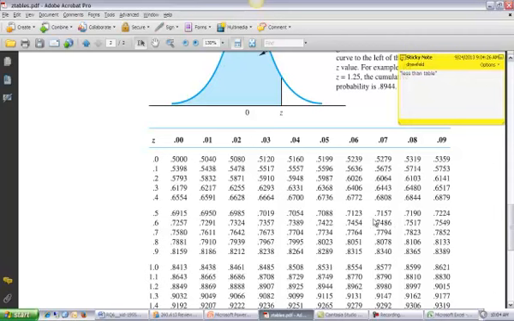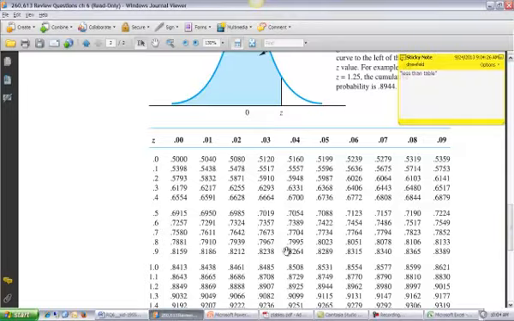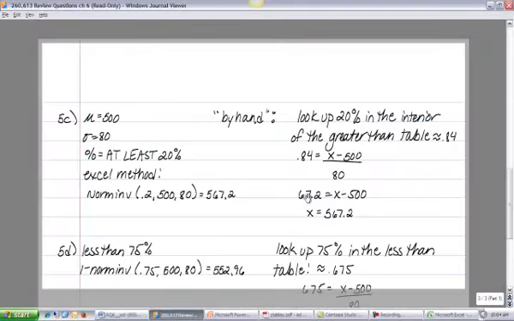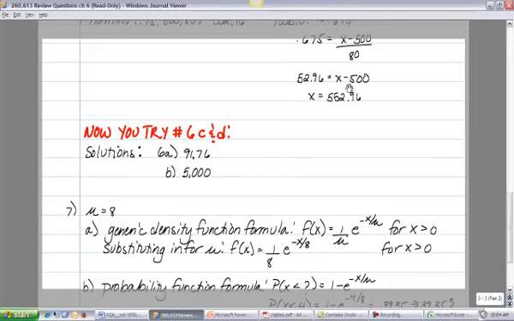So between 0.67 and 0.678, I'm going to call it 0.675, is going to give us roughly 75%. So I can go back here and solve. 0.675 is equal to (x minus 500) divided by 80. So x is going to be equal to 552.96.